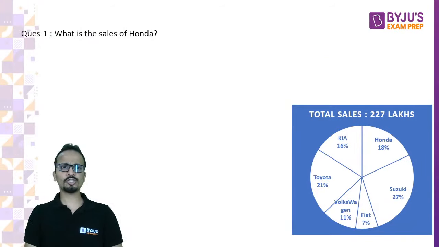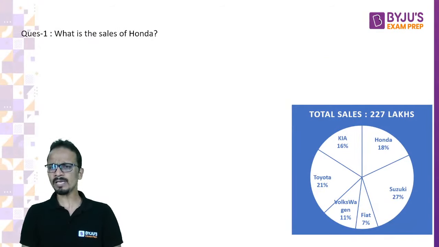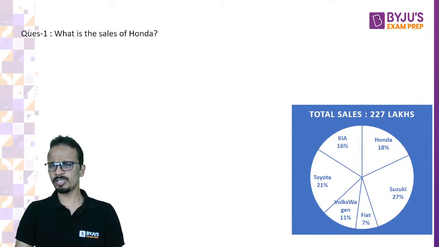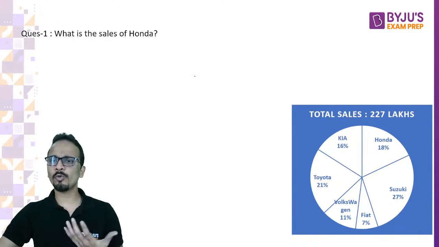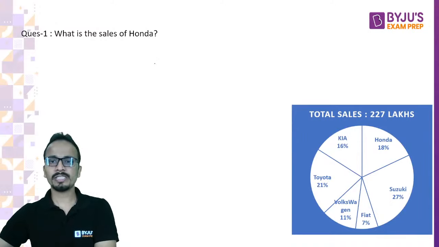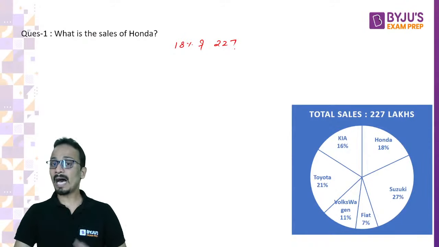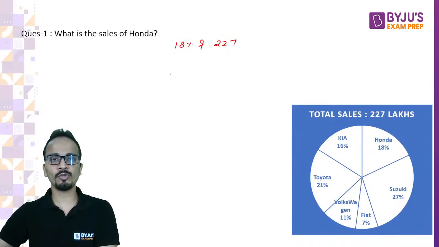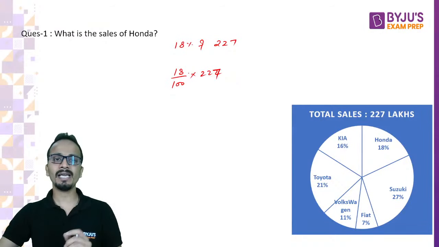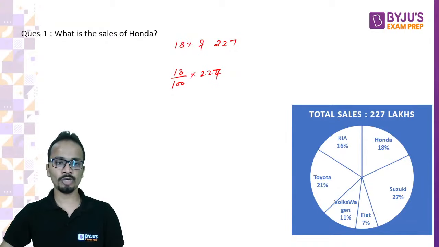So the first question is, what is the sales of Honda? Now, a very simple, straightforward question. Why have I kept this? Because I want to show you an easier way of doing calculations. So sales of Honda is 18% of 227. Now I can do this question orally. I'll not be writing 18% of 227 as 18 upon 100 multiplied by 227. I'll not be multiplying 18 and 227. No, I'll not be doing that.